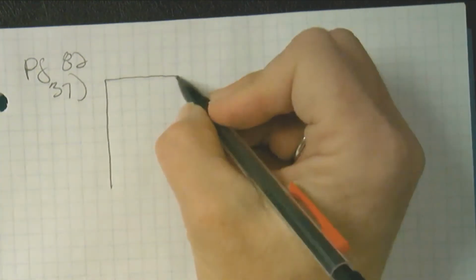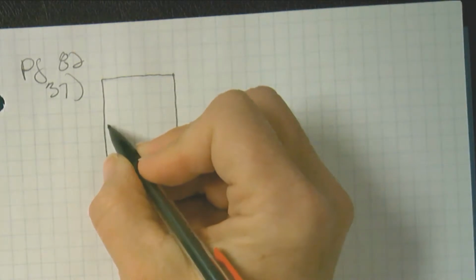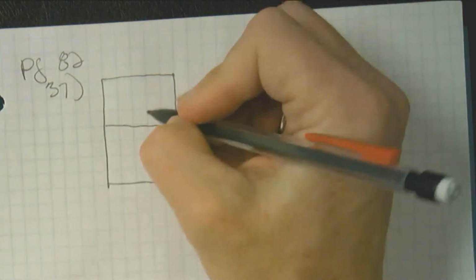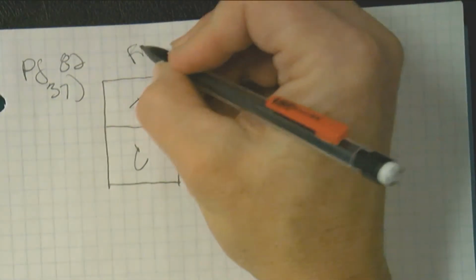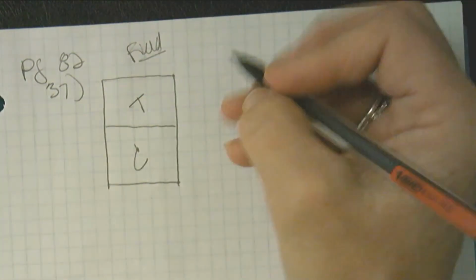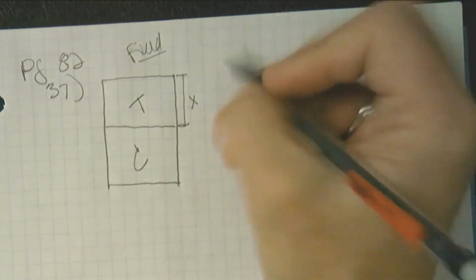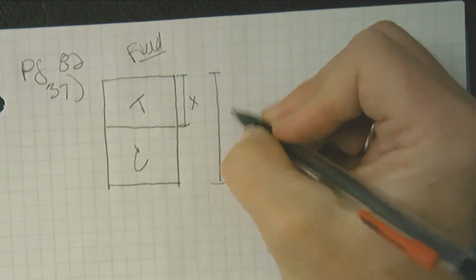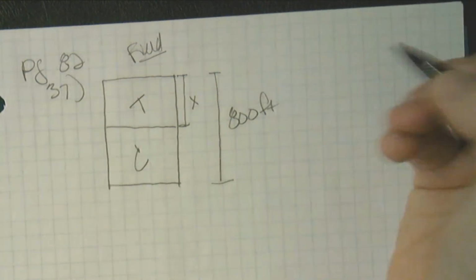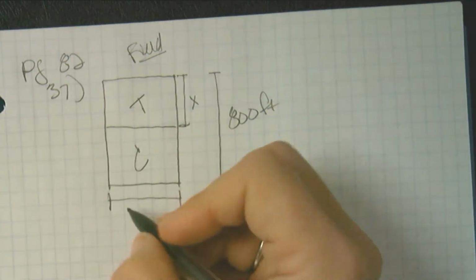It's really important that you're making sense of what you are doing before you do it. So they tell us that these are tomatoes, these are cucumbers, and this is a field. They tell us that this dimension here is x. This dimension here, so like the width of these fields, is 800 feet. And they tell us the length of the fields, or the other dimension of the fields, is 500 feet.